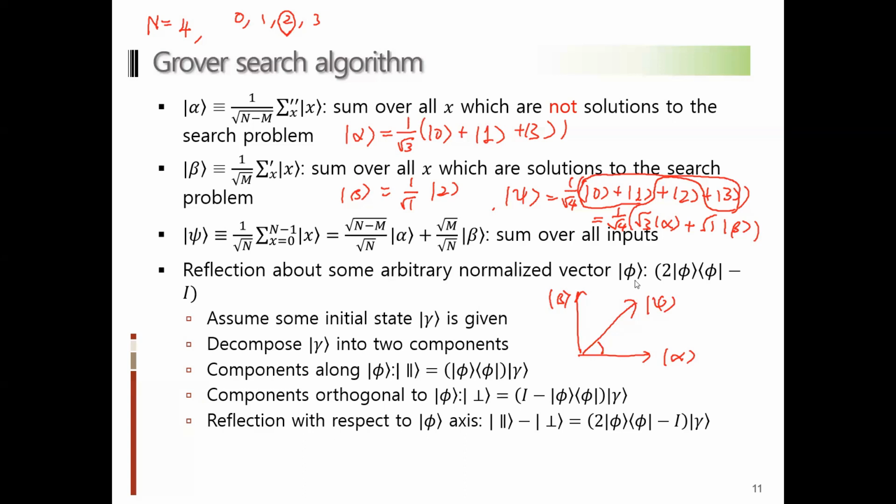So here, the important point is that, let's say we are given not only alpha and beta, but in general some arbitrary vector gamma here, and some arbitrary vector phi here. What I want to do is reflect this vector with respect to this vector, meaning that if I have some angle here, then I want to reflect with the same angle, and the new vector, gamma prime, appears like this one. So how can we do this?